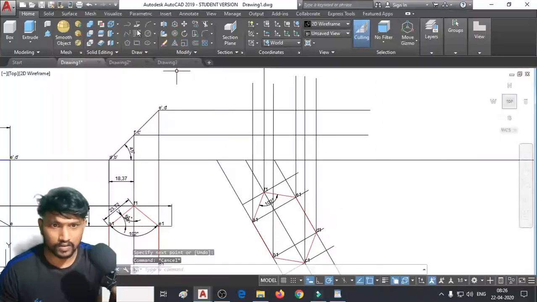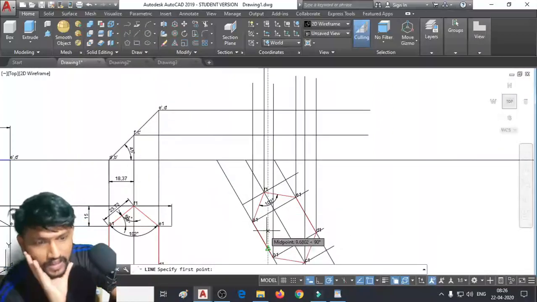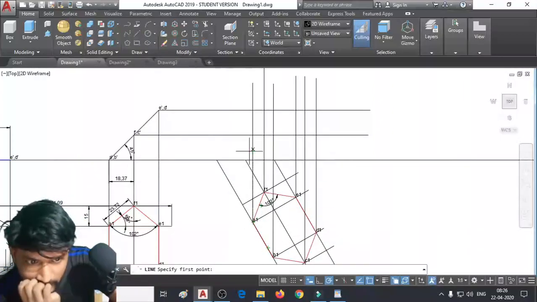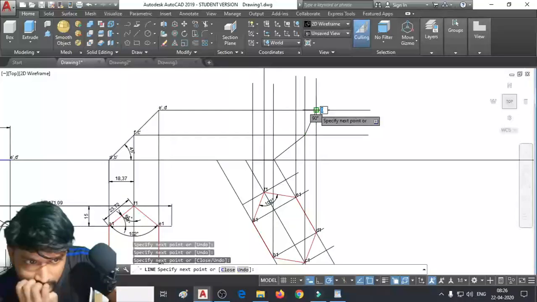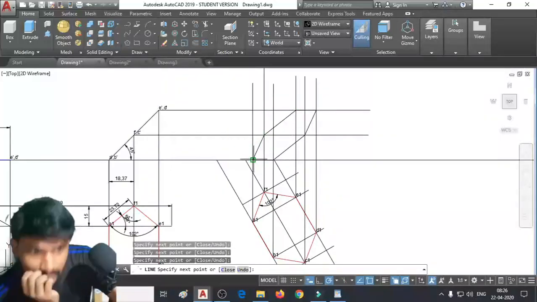So wherever this A dash and A1 are going to meet is this one, and B dash and B are going to meet, which is this one, and C dash and C are meeting here, and D dash and D are meeting here, E dash and E are meeting here, F dash and F are meeting here.